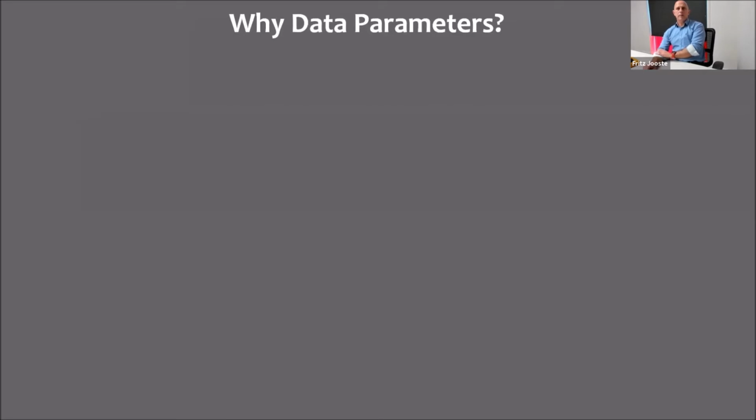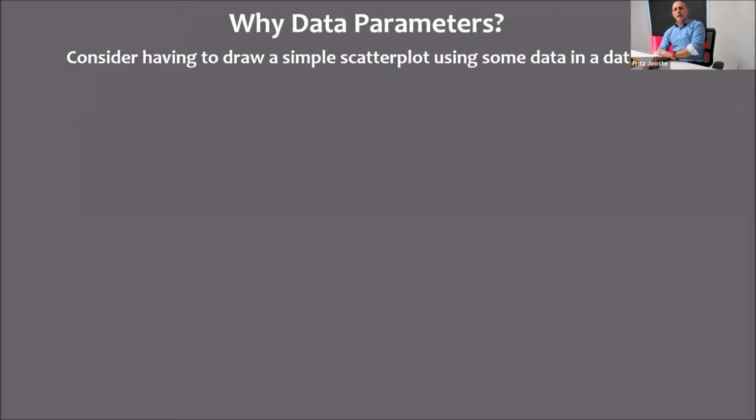So why data parameters? I'm going to explain the background to that, to consider a case where we want to draw a very simple scatter plot using some data in a database. So maybe imagine that for one day of your life you are actually a software developer and you've got a database and you have a task to develop a simple scatter plot that allows a user to go into the database and select a specific data column in the database to draw a scatter plot on.